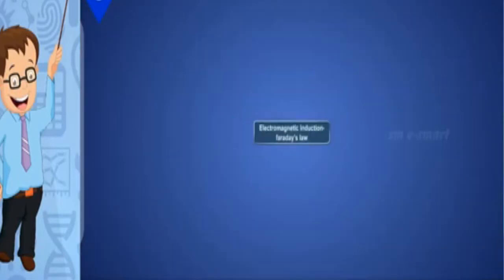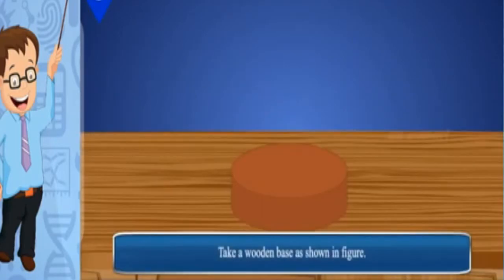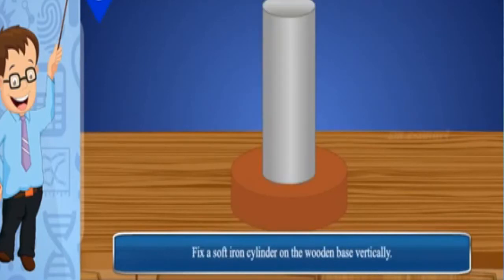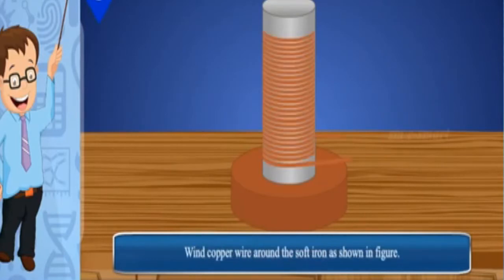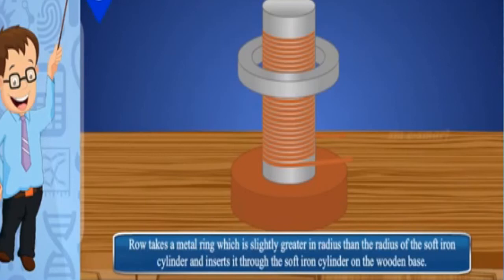Electromagnetic induction, Faraday's law. Take a wooden base as shown in the figure. Fix a soft iron cylinder on the wooden base vertically. Wind copper wire around the soft iron as shown in the figure. Take a metal ring which is slightly greater in radius than the soft iron cylinder and insert it through the soft iron cylinder on the wooden base.